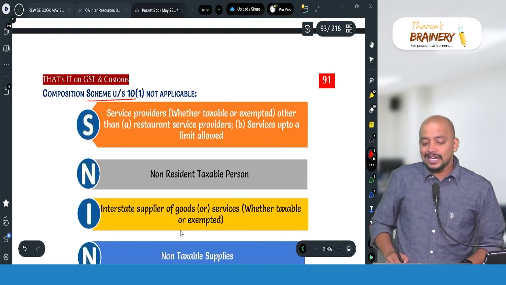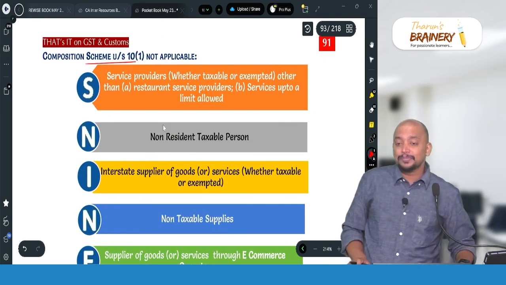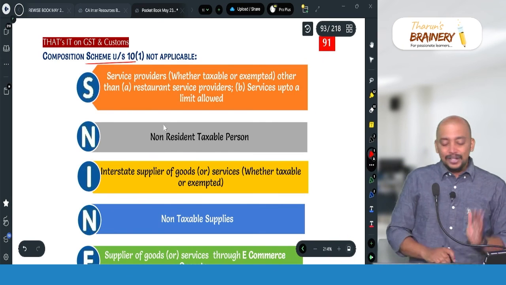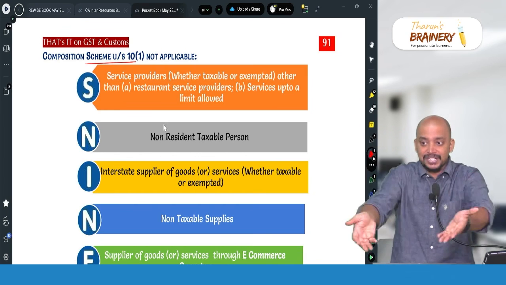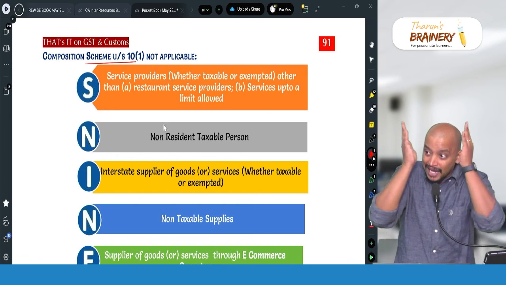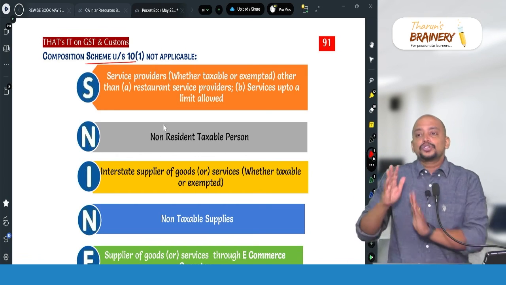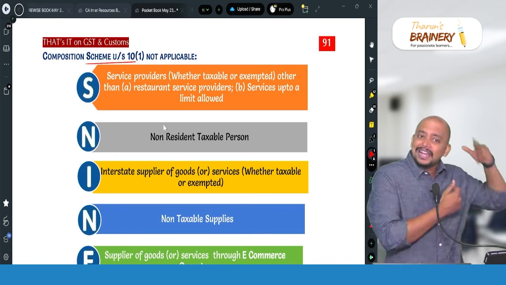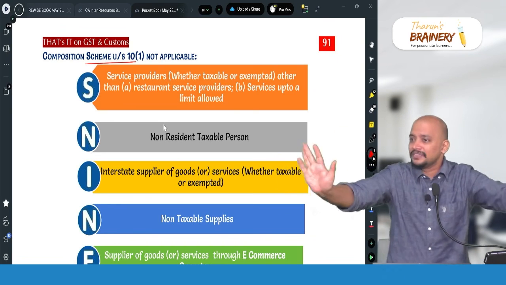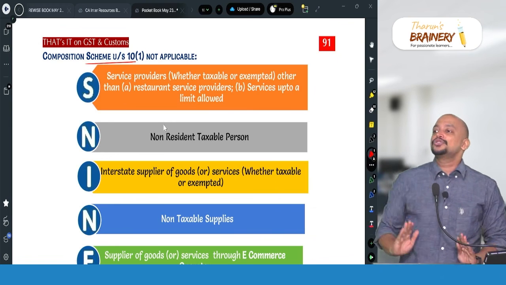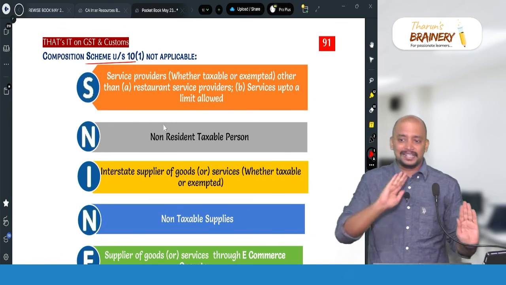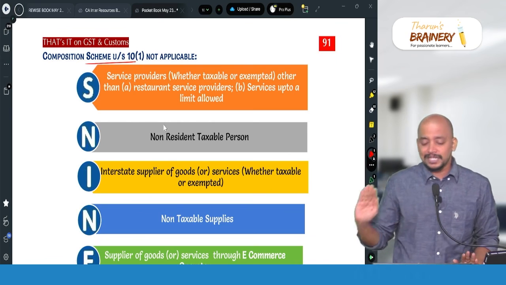And all these conditions we need to see for the current year, not for the previous year. Whichever year you are opting for the composition scheme, that year you need to see. Previous year you can be anything, irrelevant. So the current year only, you are opting for the composition scheme. Now, the current year you should not be providing any service other than supply of food, or beyond the 10% limit.